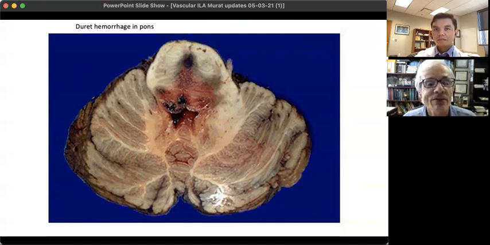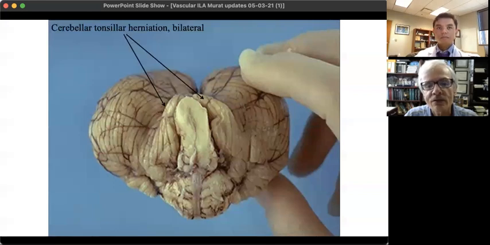Yes, Duret hemorrhages, like we discussed, multiple, smaller, not one big one in the center, resulting from the stretching of the penetrating capillaries, blood vessels, due to the pushing of the brainstem to one side or another. Okay, and I think we have one last image to show everyone. Here we go. That's also a very impressive one.